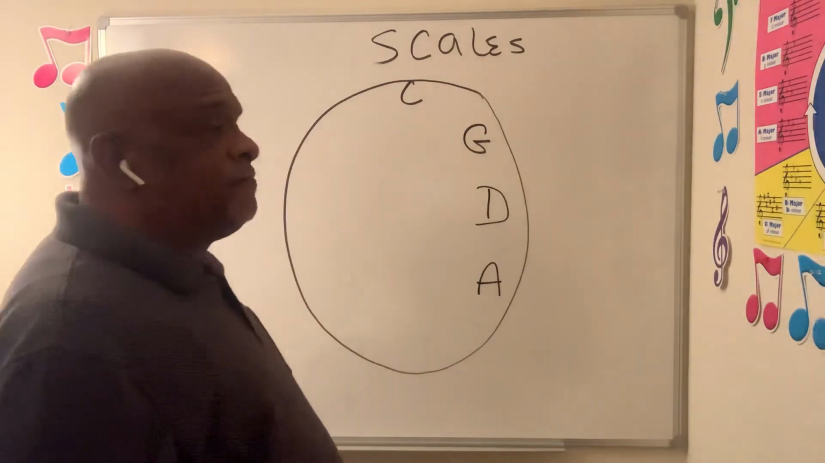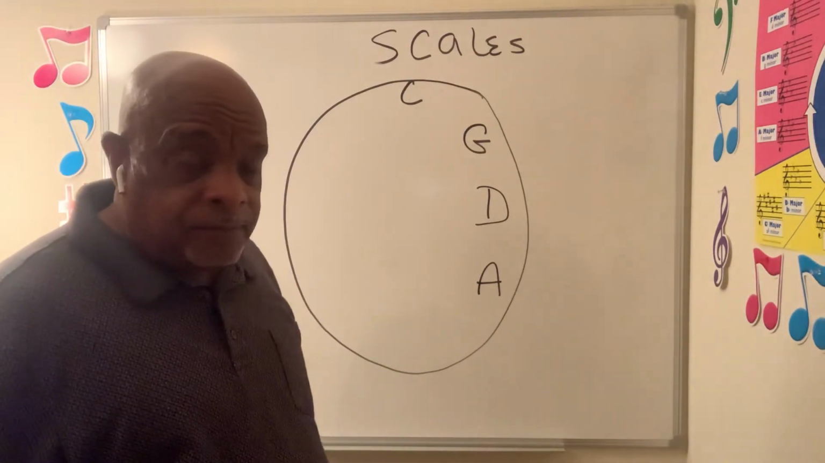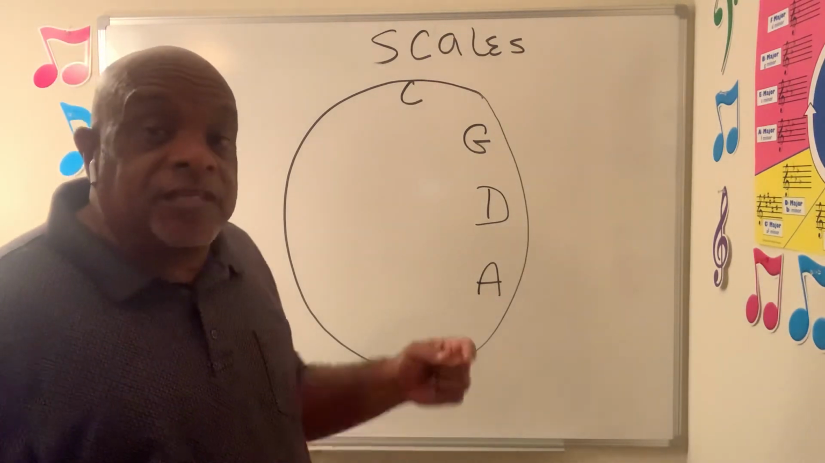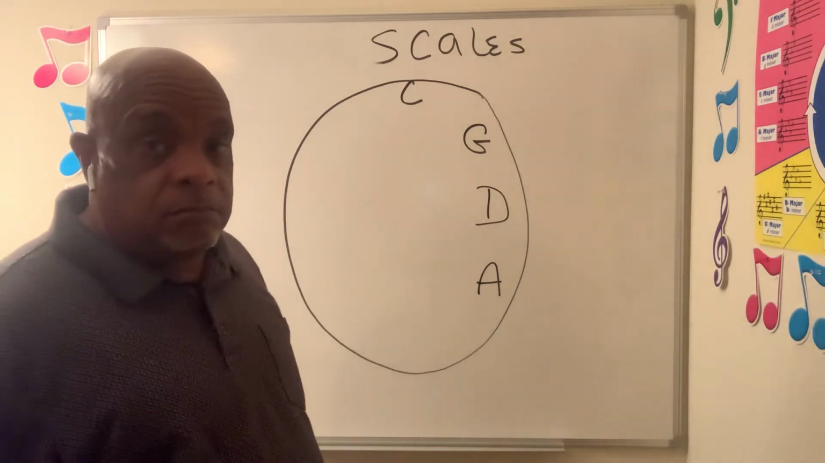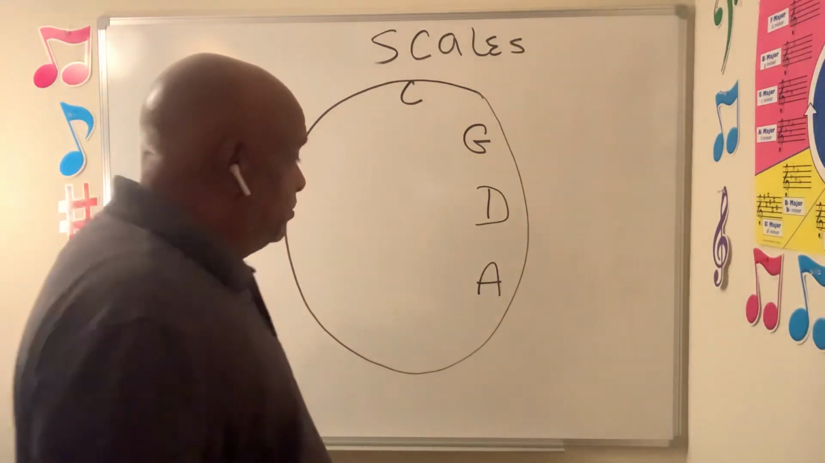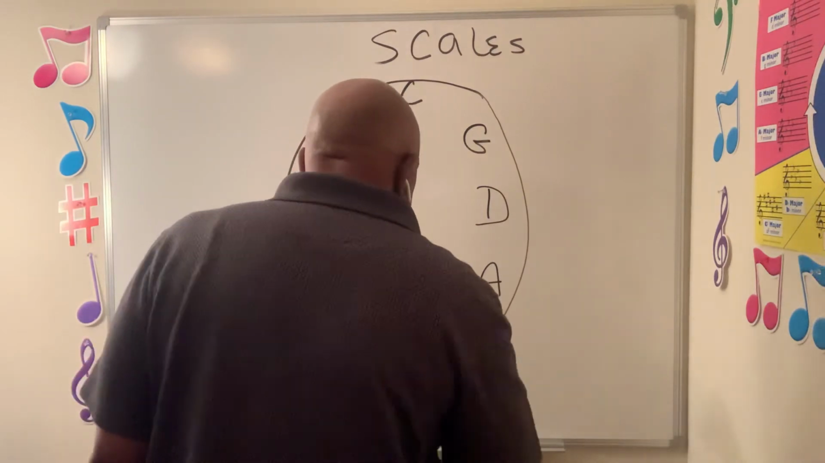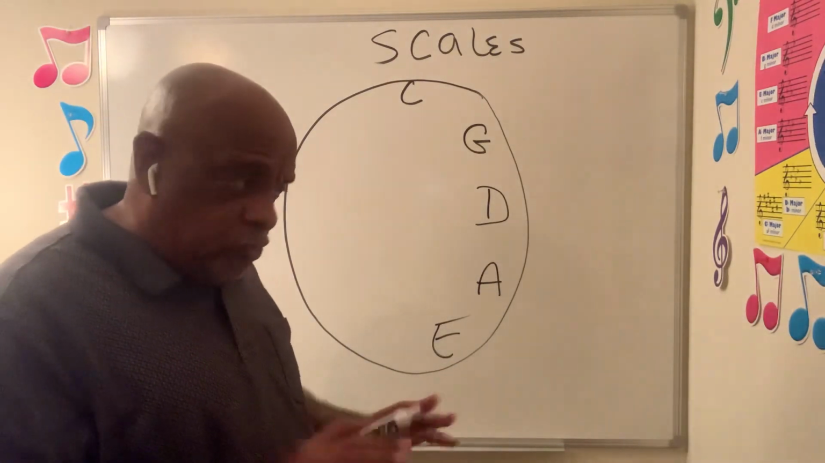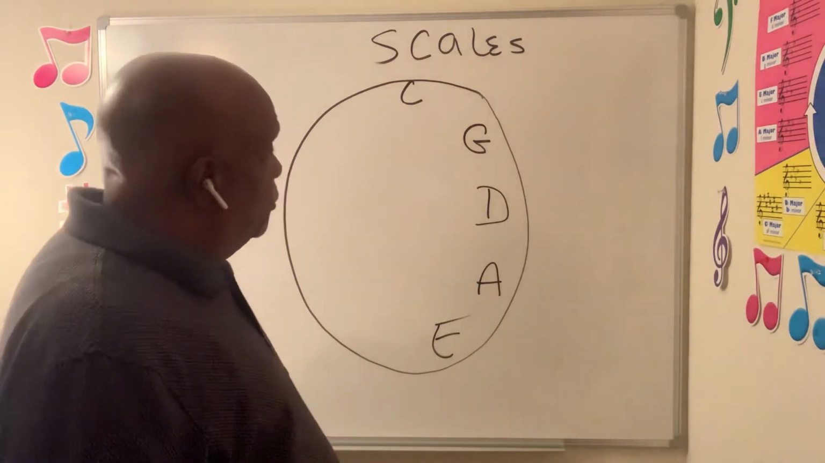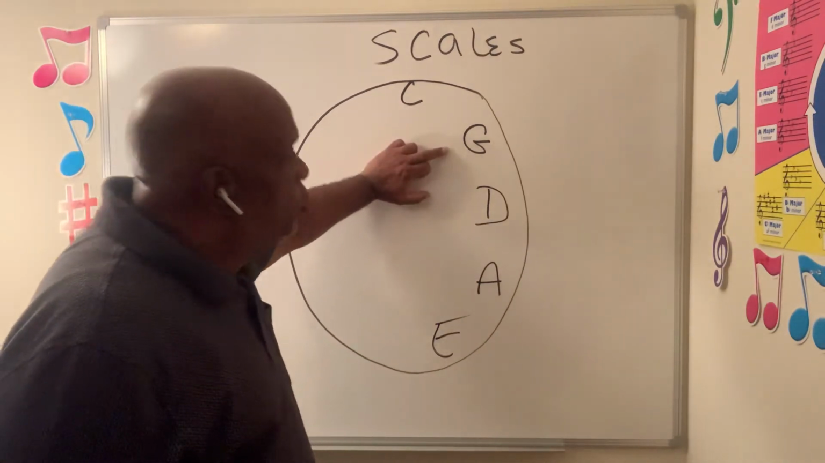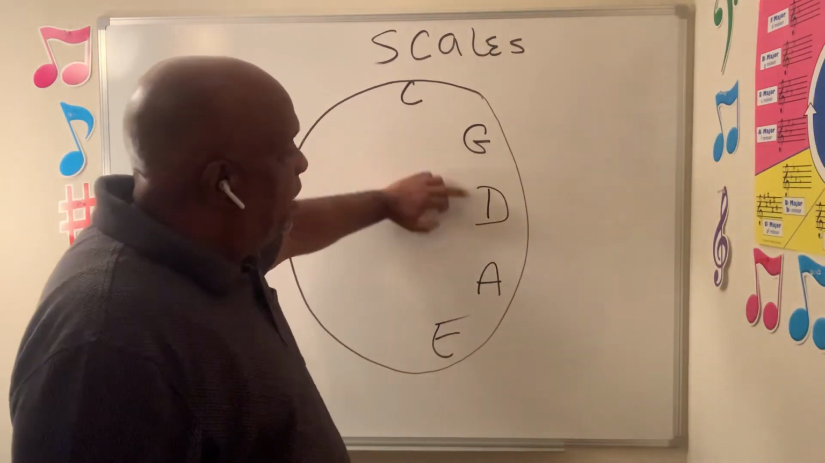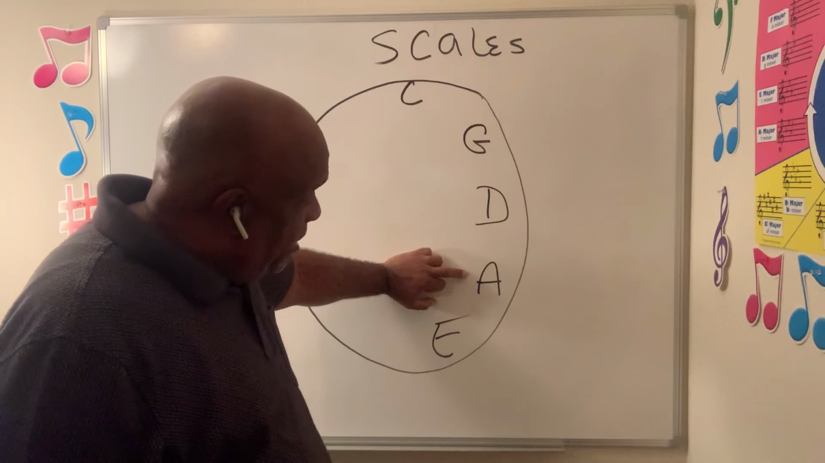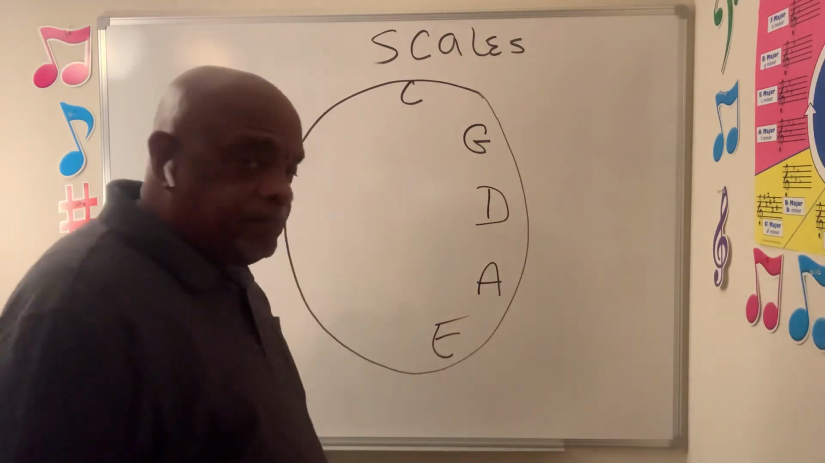All right, so what's the 5 of the key of A? The 5 of the key of A is E. All you're doing is counting 5. Just go through the scales and count 5. Let's do it again. The 5 of the key of C is G. The 5 of the key of G is D. The 5 of the key of D is A. And the 5 of the key of A is E. All right?